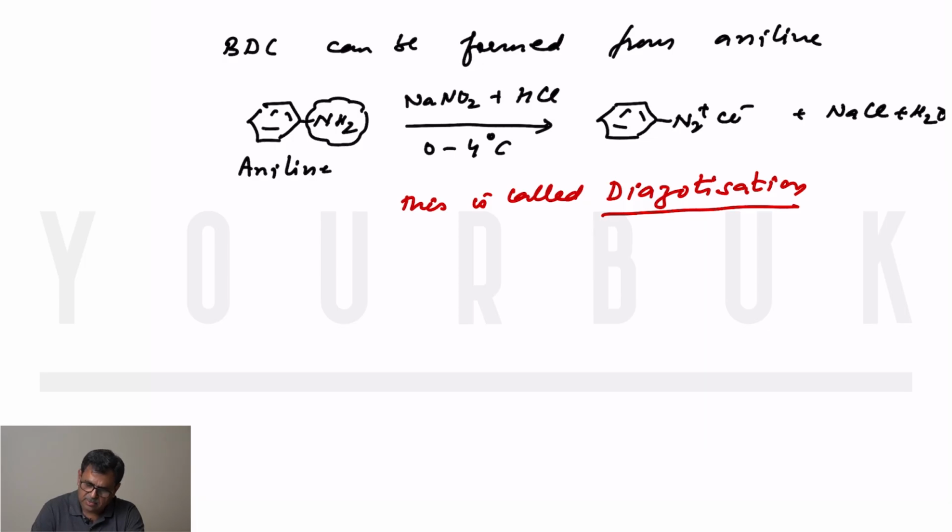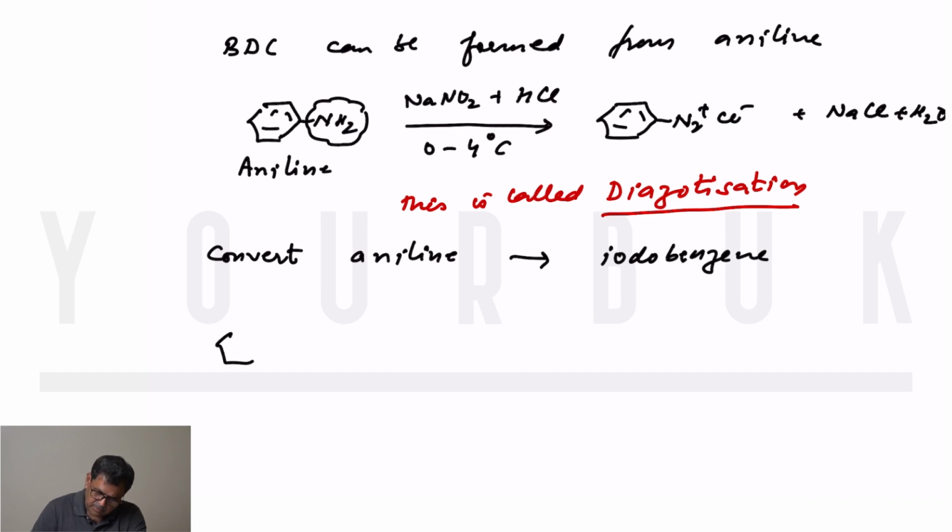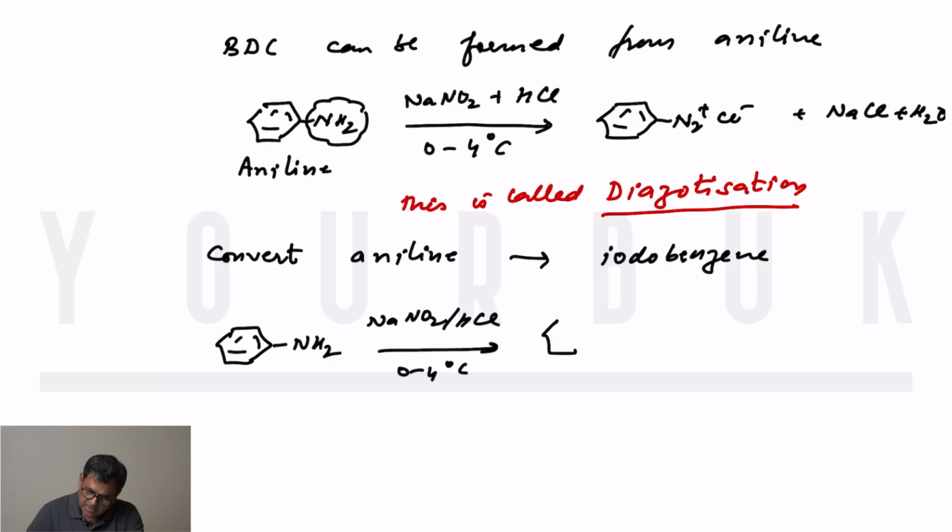So I'll do one conversion for you that converts aniline into iodobenzene. So this is our question, aniline into iodobenzene. Now since aniline is already given, we convert aniline first into diazonium salt using NaNO2, hydrochloric acid, 0 to 4 degrees Celsius. It gives a diazonium salt. And this on reaction with KI gives iodobenzene.